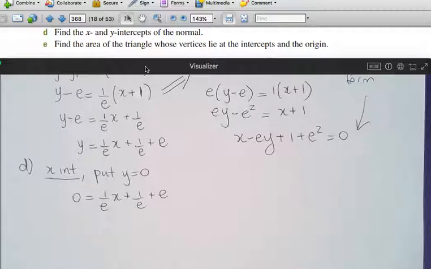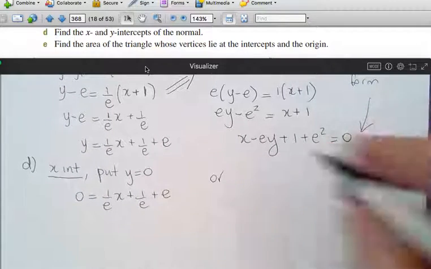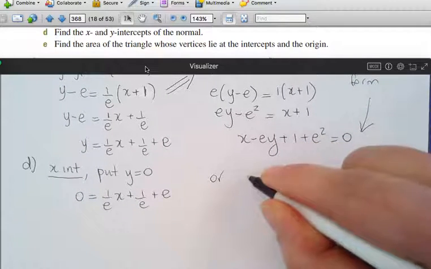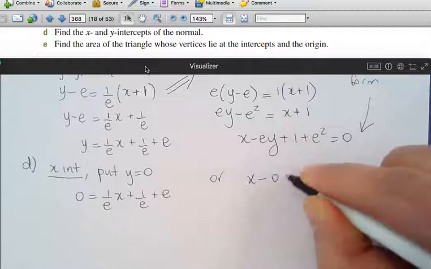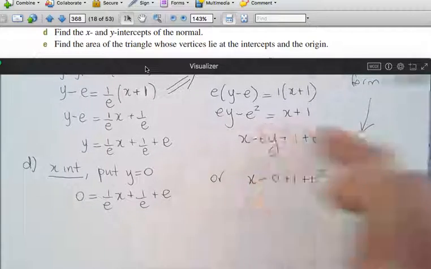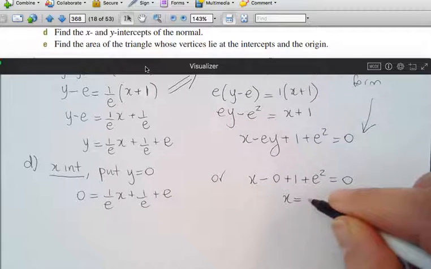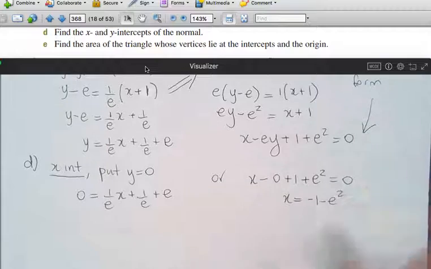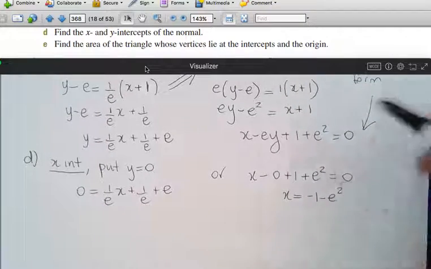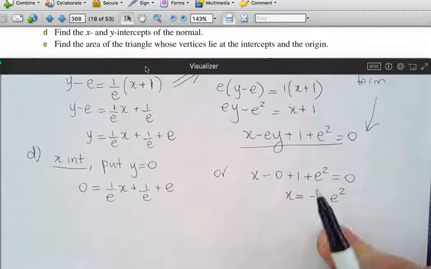Multiply both sides by e. You okay with that? Now, I could have used this equation over here, and if I put y is 0 here, I would have got x minus 0 plus 1 plus e squared is 0. So using the general form instead, that is so much easier, isn't it? Negative 1 minus e squared. Let's see if we get that over here. So if I use the general form to do my y-intercept, I would have just done that, right?